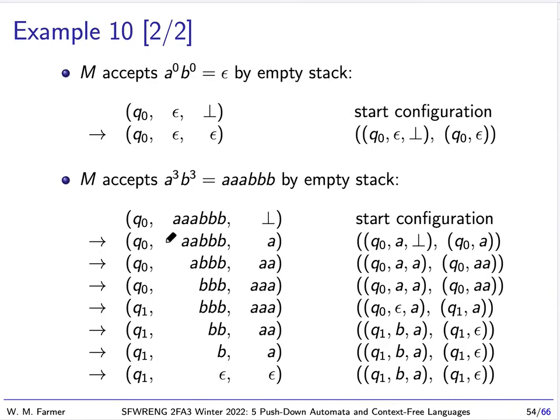Let's take a simple example. A to the 3, B to the 3, and from this example we will understand how we can accept any string A to the n, B to the n. So this is 3 A's followed by 3 B's. M is going to accept this by empty stack. So if we're reading an A and the initial symbol, which we start off with, according to this transition, we pop this off and we push A. So we get this new configuration. So we've read that. Now we have A on the stack.